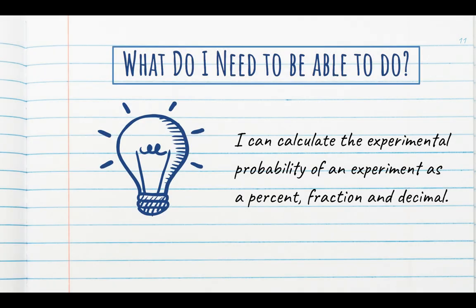So in today's video, we calculated the experimental probability of an experiment as a percent, fraction, and decimal.